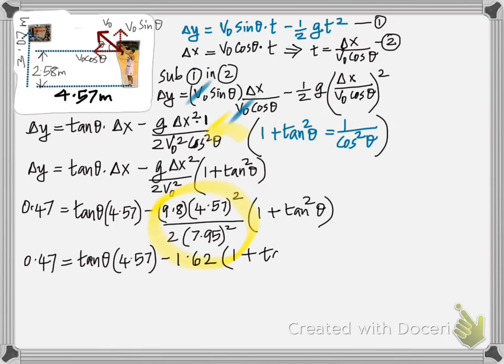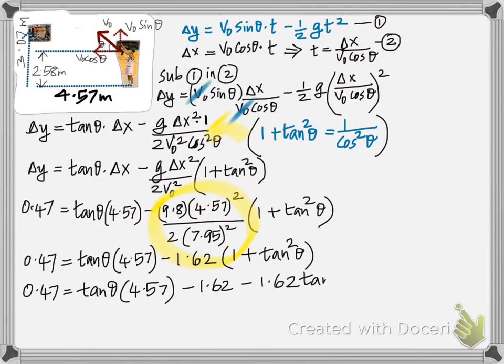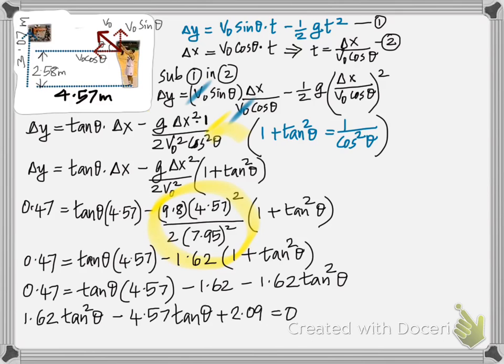1.62 times 1 plus tan squared theta. I want to collect the terms all to one side, but before that I want to distribute the last one there. So you get 1.62 times 1 is negative 1.62, and then the next term will be negative. Well, there's a lot of math here and you have to be really careful. That one becomes 1.62 tan squared theta. Just bringing all of them to one side, be careful about the sign. I will get 2.09 because it's 1.62 plus 0.47. So I've collected all the terms.